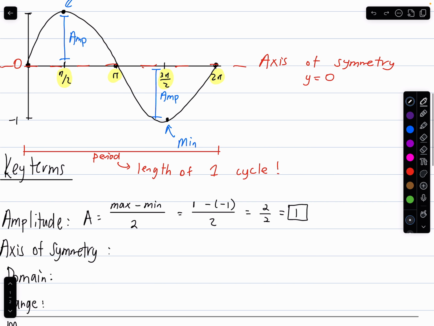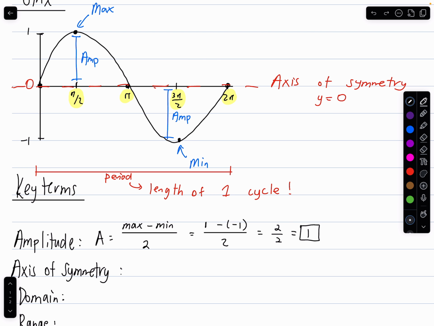In the same way, for the axis of symmetry, we can look at the graph and say, okay, the axis of symmetry is at y equals 0. But if we didn't have the graph, the way we can get the axis of symmetry is by doing max plus min over 2. So that would be 1 plus -1 over 2, which is 0 over 2, which is 0. So that's your amplitude, that's your axis of symmetry.